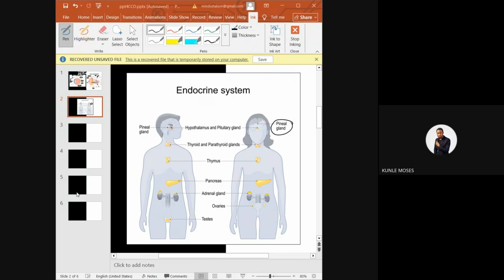So let's go to adrenal glands. Adrenal glands are another important gland. And what about the adrenal gland, we can see from this diagram, it is located where? Is this not your kidney? It is your kidney, abi? So it is located on top of each kidney.